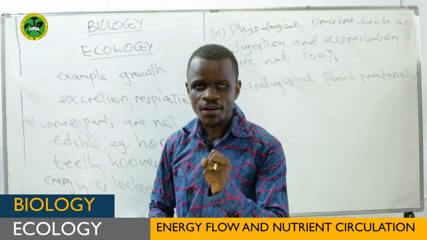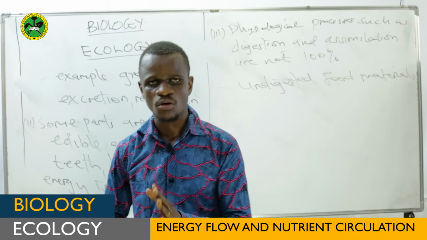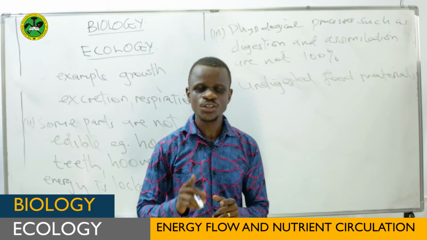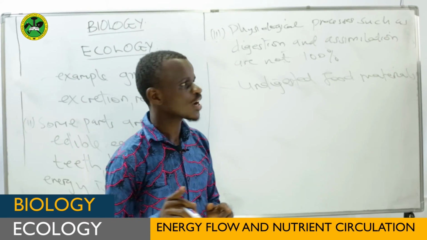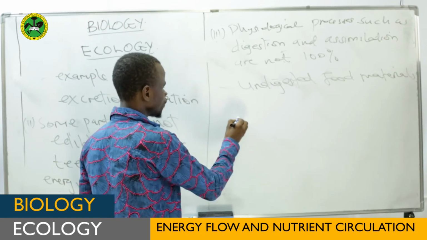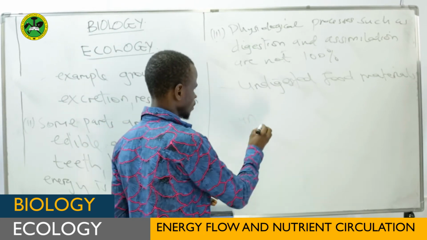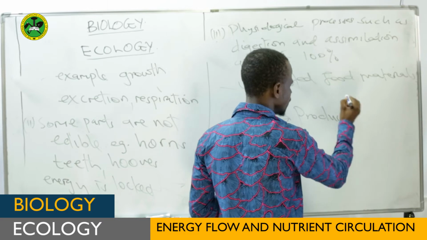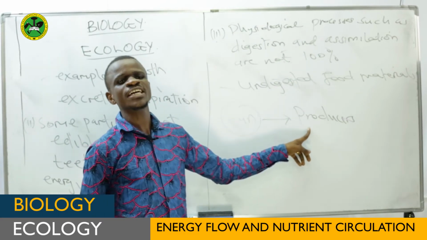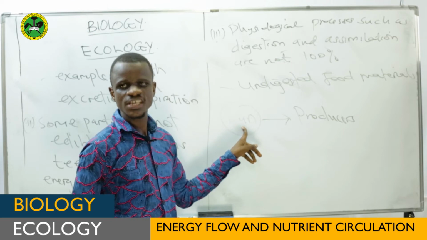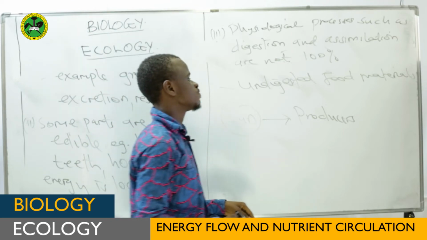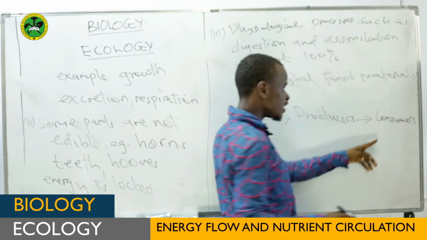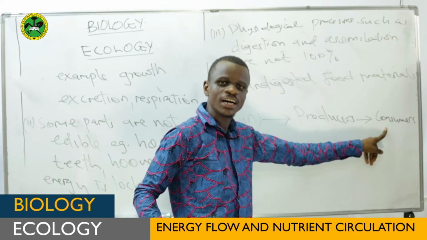My students, after discussing the concept of energy flow, we can now conclude by saying that when energy flows from one trophic level to another trophic level, it cannot be taken back. If energy flows from the sun to the producers, the energy available in the producers cannot be taken back to the sun. If from the producers to consumers, the energy available in consumers cannot be taken back to producers.